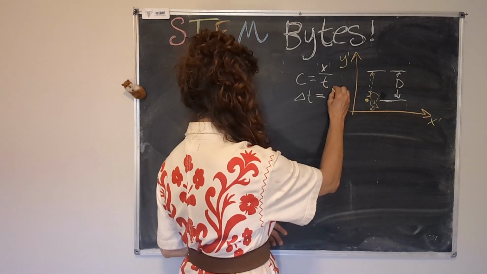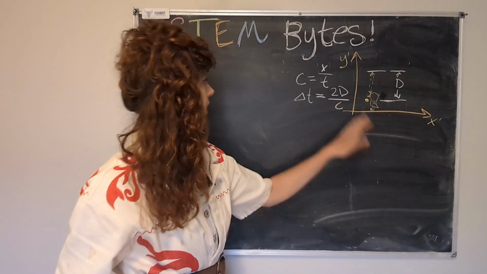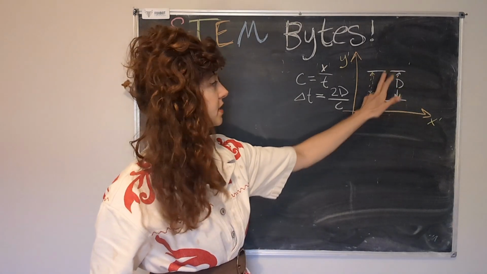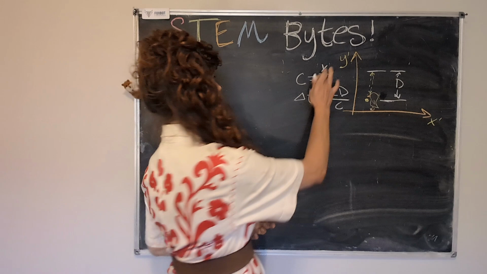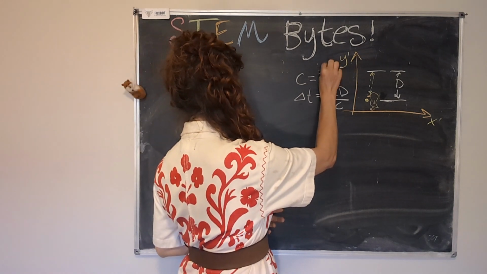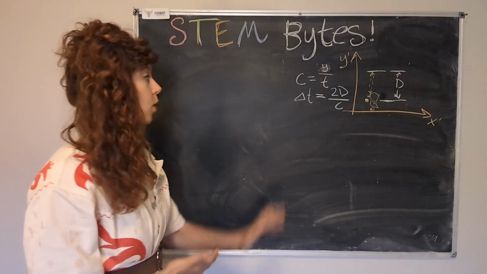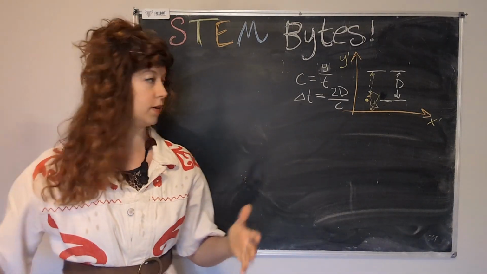And so this is going to be delta t equals 2d divided by c. And we can see clearly because it travels a distance d upwards and then a distance d downwards. So the total distance that it traveled is 2d. I might say that this could be y here because it's moving in the y direction. Okay, so that is the time interval for our stationary frame of reference.